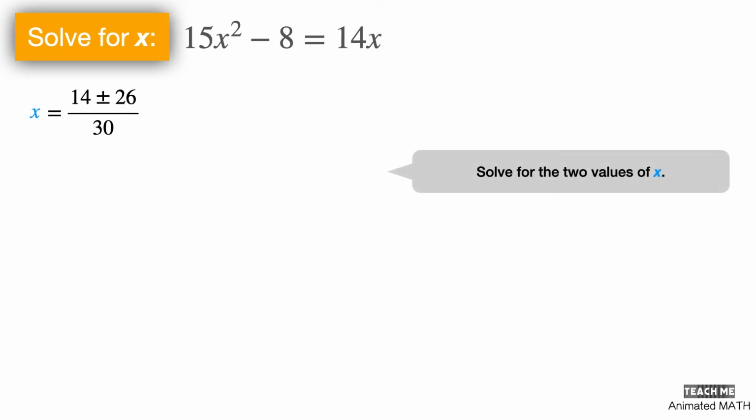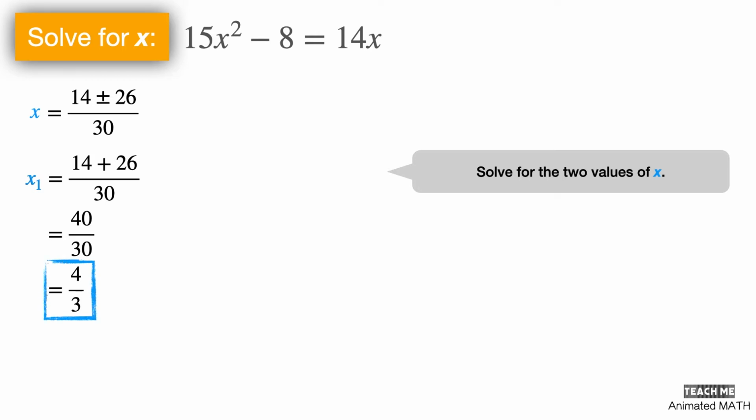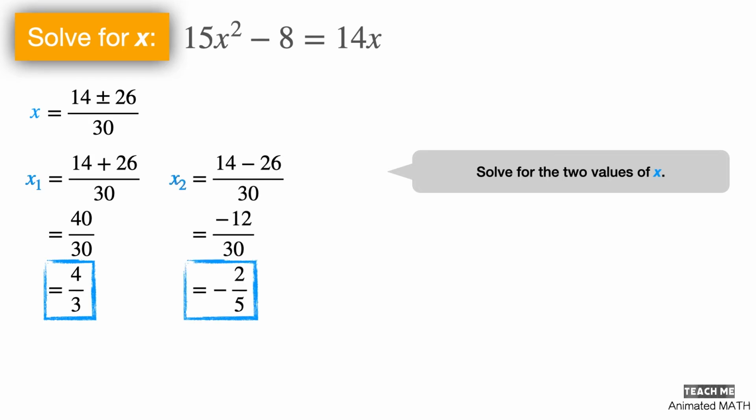Let's evaluate the first x. Simplifying 14 plus 26 divided by 30 is equal to 4/3. Now, the second x. Simplifying 14 minus 26 divided by 30 is equal to negative 2/5. Pretty simple if you know how to correctly use the quadratic formula, right?